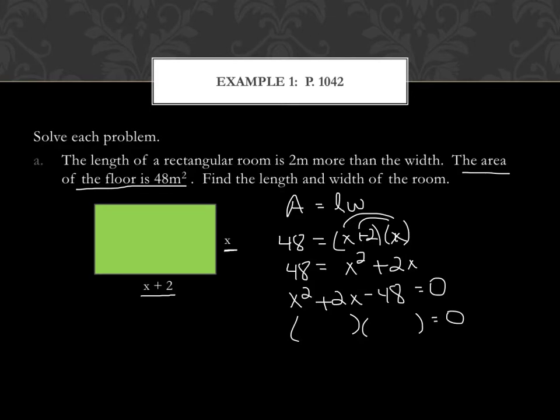Then I would want to factor this. So that's x times x, and 48 would be 6 times 8. I need a positive 2, so that would be 8 minus 6. So setting each of those equal to 0 gives me x equals 6 and x equals negative 8. Since we're talking about dimensions of a room, we can only have the positive. So that means that the width is 6 and the length is 6 plus 2, which is 8.